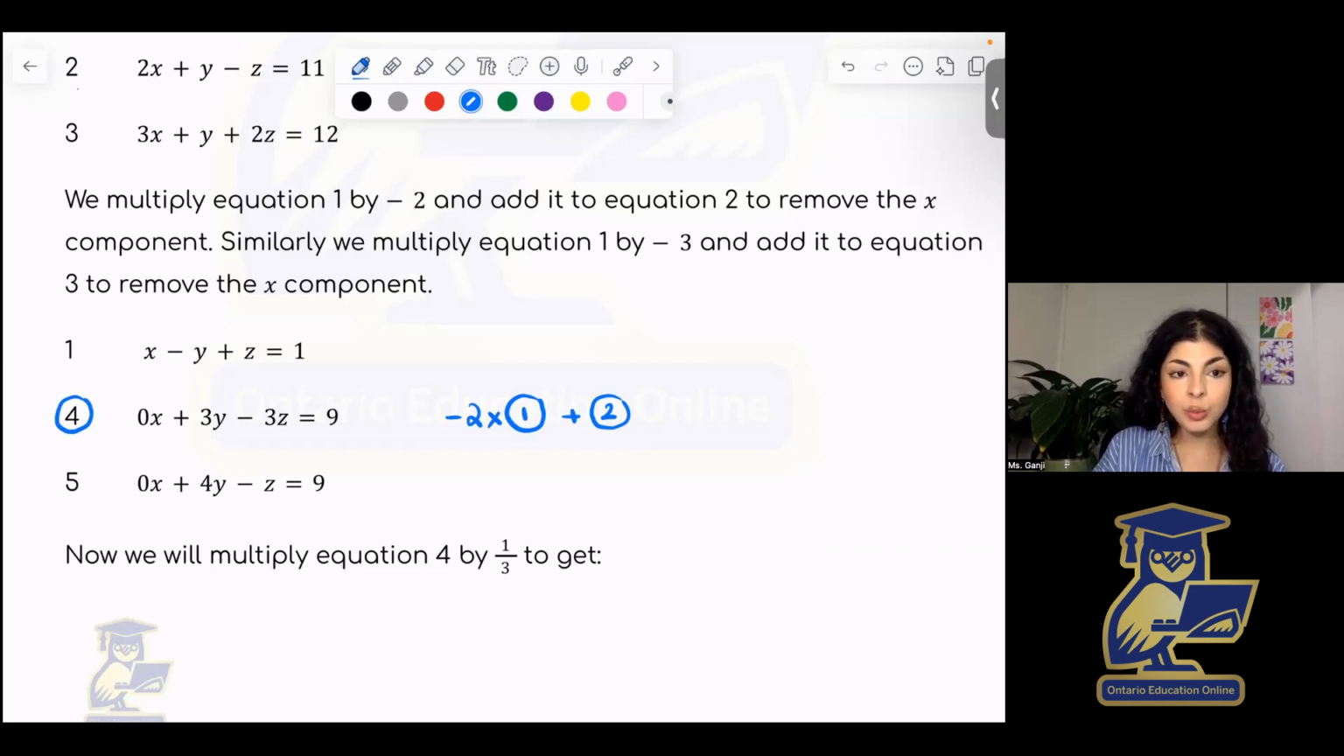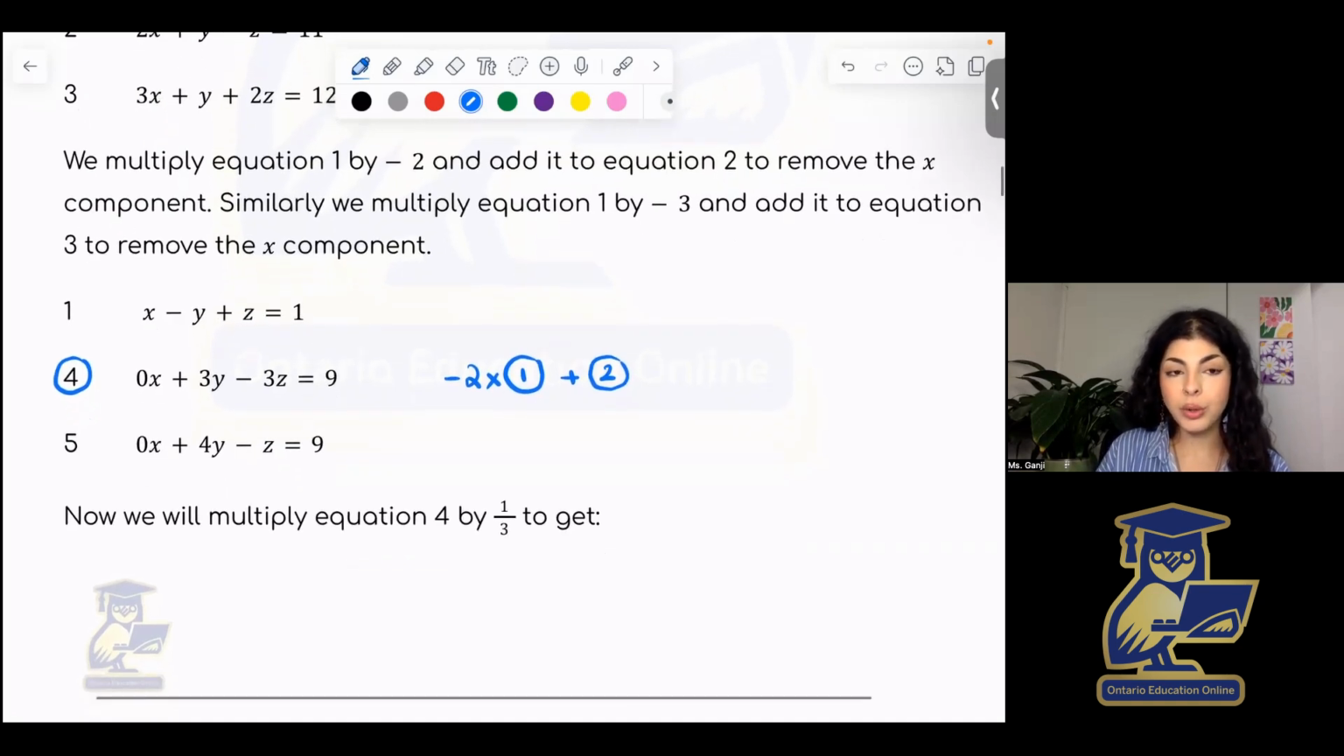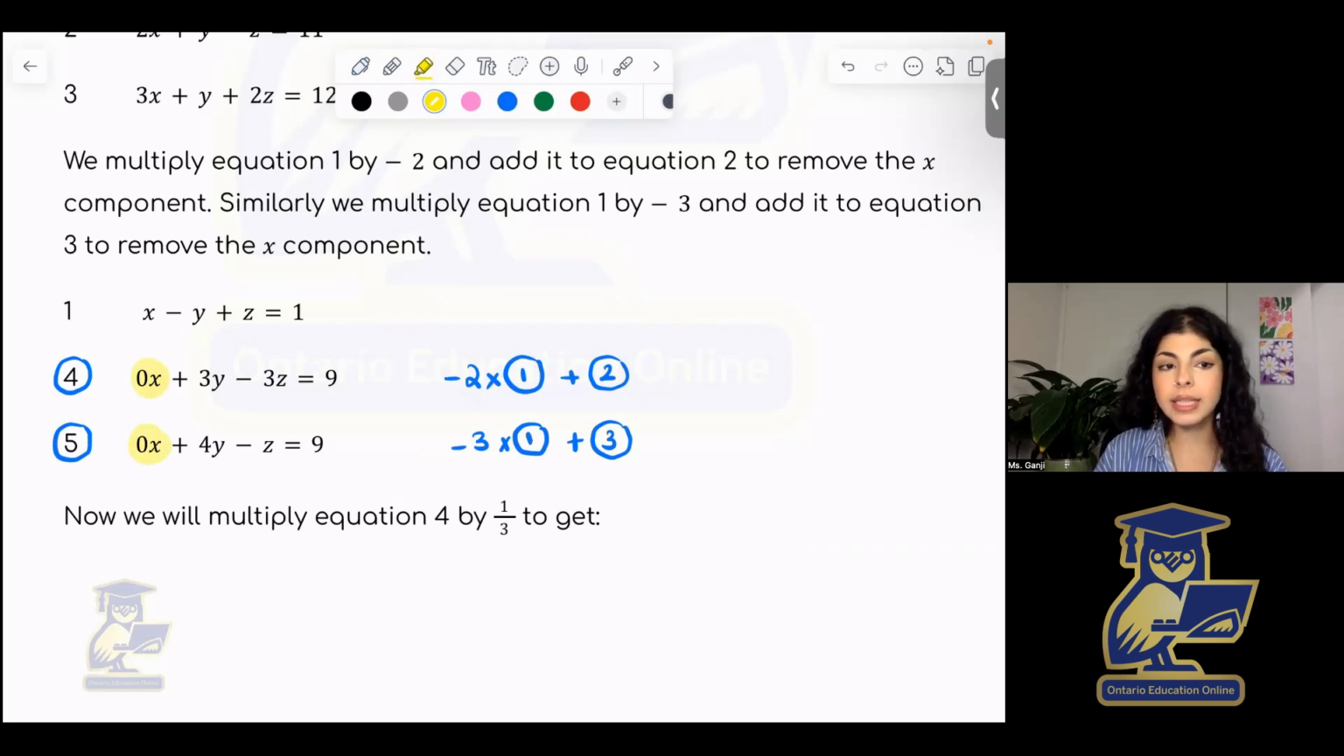So I don't write 2 anymore because these two, while they are equivalent, I am acknowledging that I have made some changes. Now, you can do two steps in one when you're changing two different equations. I also do that for equation 3, where I add the -3 multiple of 1 to equation 3 to get now equation 5. And as you can see here, now I have eliminated the coefficients of x in both equation 4 and 5. And so really, it's only equation 1 that has x.